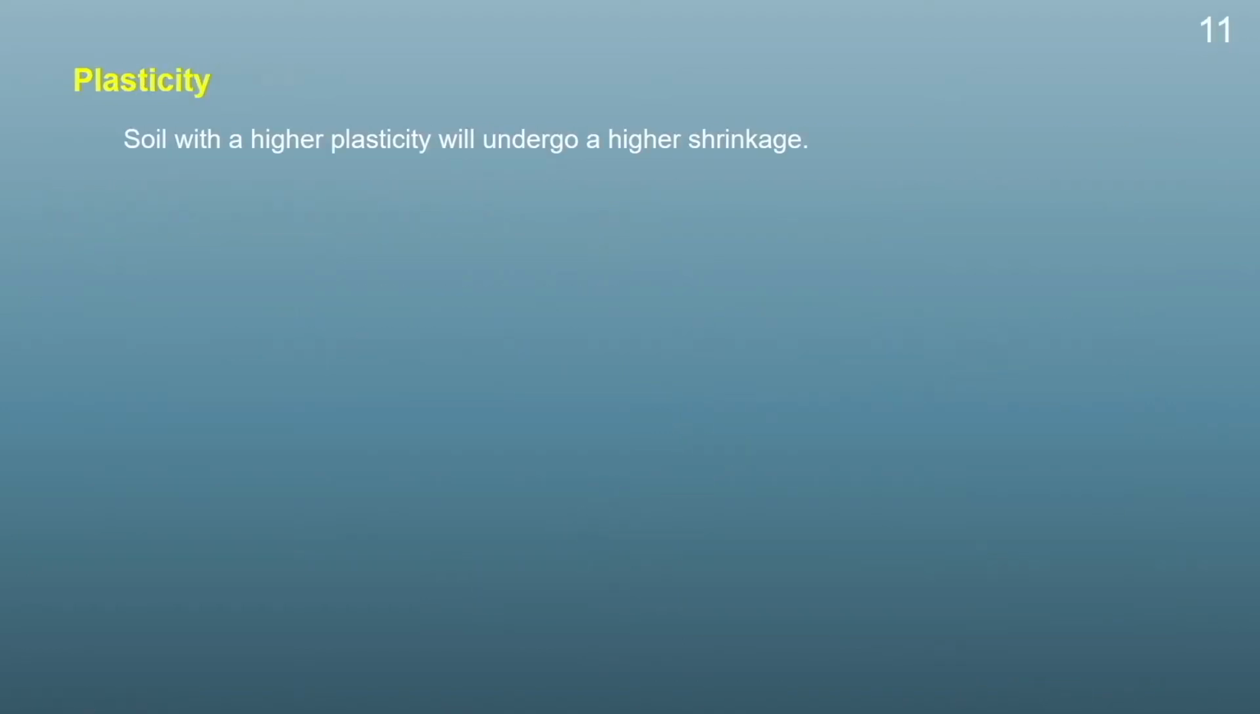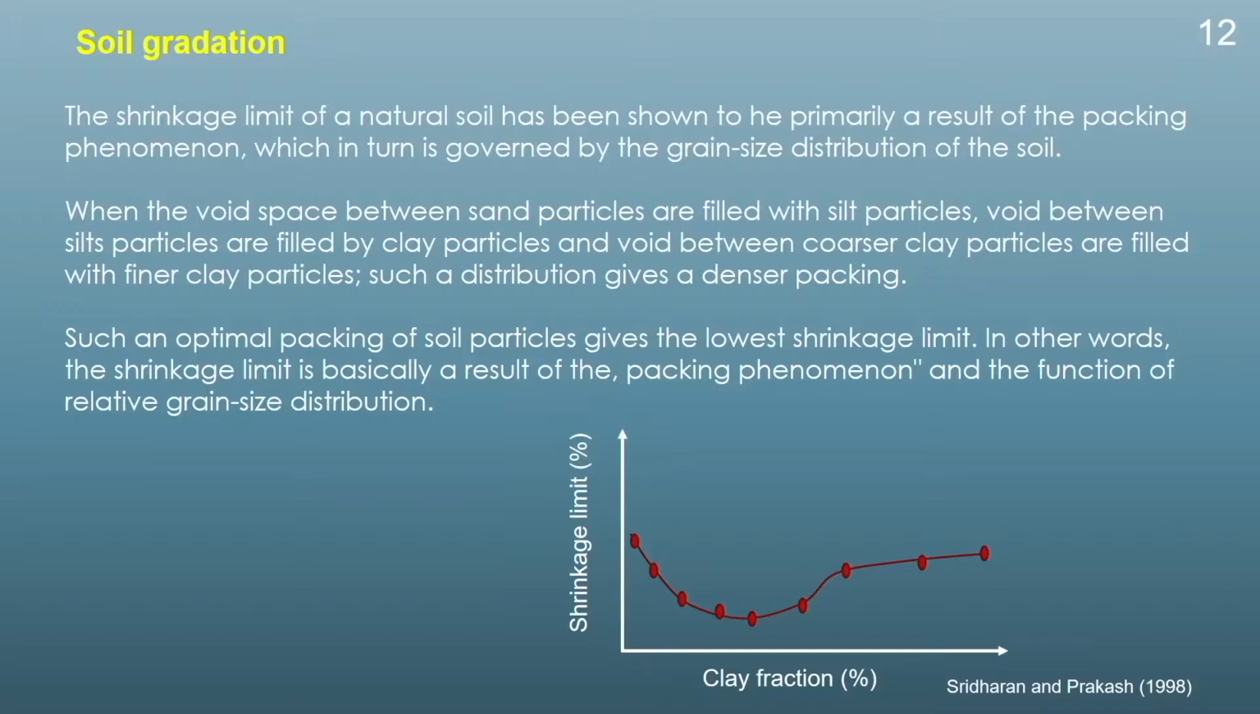Next comes the plasticity. Plasticity, as we know, is defined by the plasticity index, that is the difference between the liquid limit and the plastic limit. Generally, soil with a higher plasticity will undergo a higher shrinkage, as the soil with a higher plasticity will have a higher amount of water in it. So, therefore, when we dry the soil sample, a large amount of water will be evaporated and the soil will undergo a higher shrinkage.